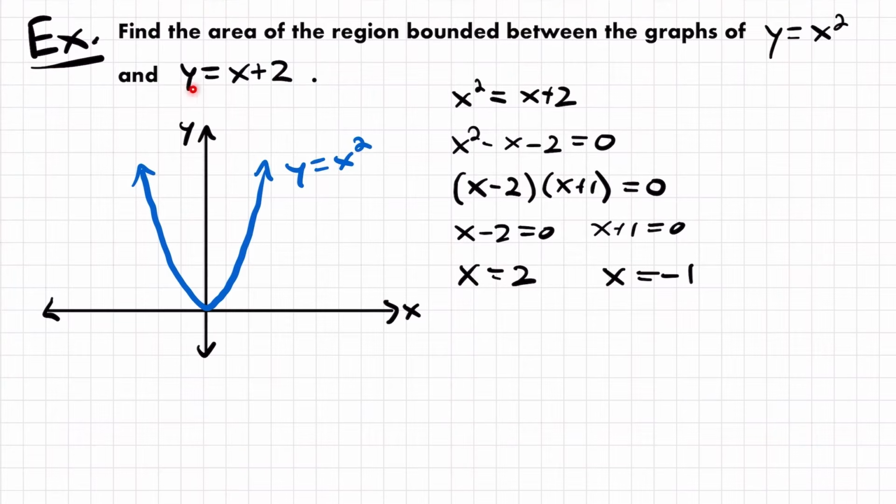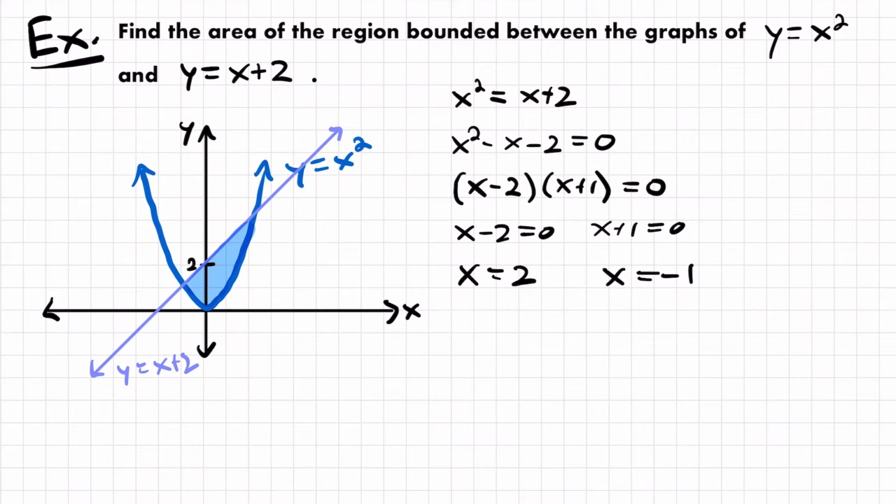And then let's graph y equals x plus 2. Y equals x is just a line with a slope of 1 that crosses through the origin. And so the plus 2 is telling us that it is shifted up 2 units in the y direction. And so if this is y equals 2, then our line will look something like this. All right, so that is going to be our line y equals x plus 2. Okay, and so now we can see that the region that we want to calculate the area of is this region right in here.